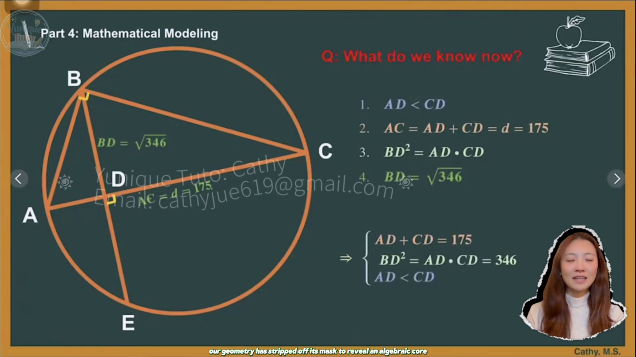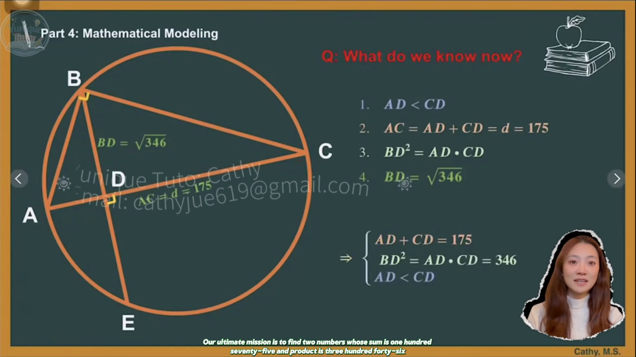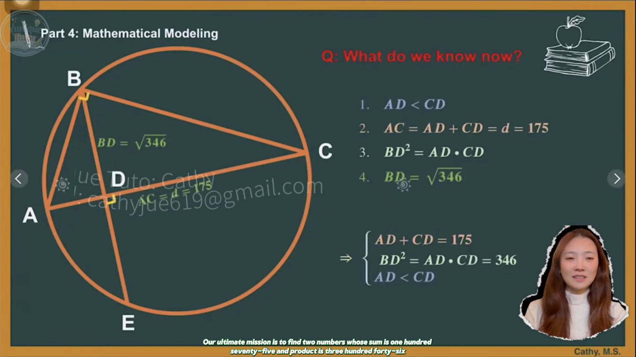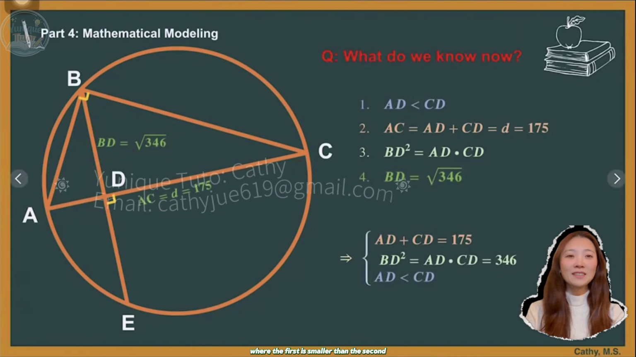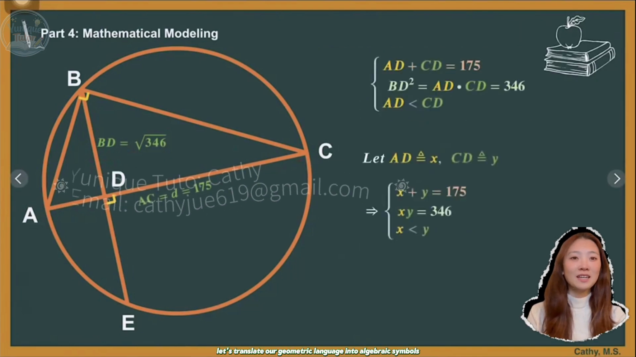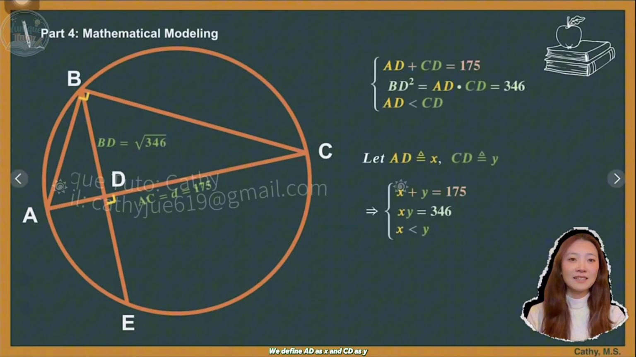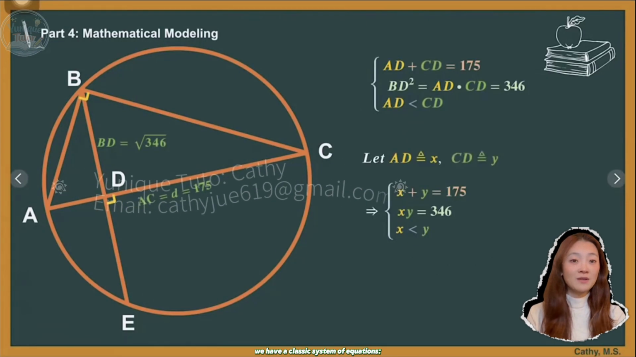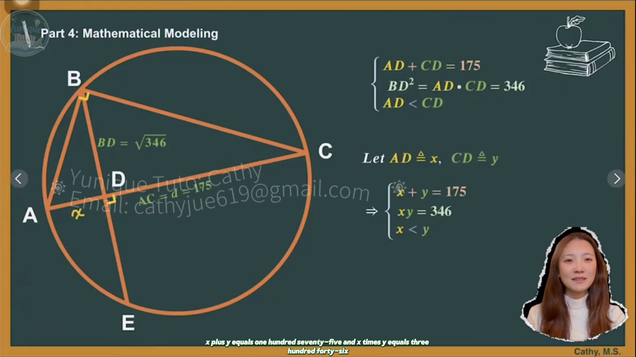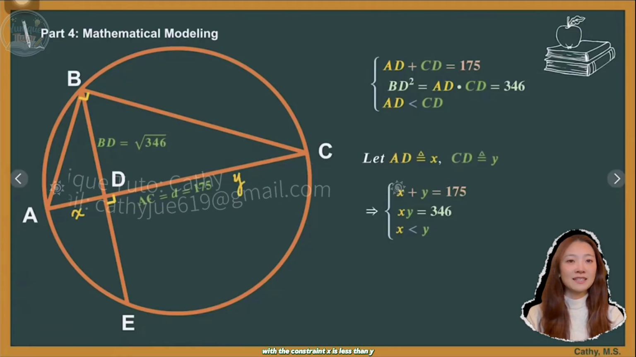Now our geometry has stripped off its mask to reveal an algebraic core. Our ultimate mission is to find two numbers whose sum is 175 and product is 346, where the first is smaller than the second. To make the math more fluid, let's translate our geometric language into algebraic symbols. We define AD as x and CD as y. With this, we have a classic system of equations: x plus y equals 175 and x times y equals 346, with the constraint x is less than y.